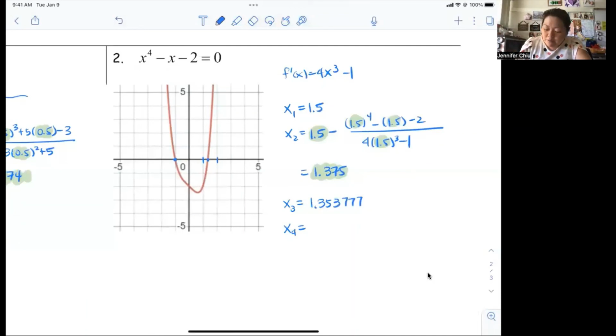So then x sub 4 is 1.353210. And you'll see then by x sub 5, you get 1.353210. And that is pretty good. Make sure you're checking every single step. Should this happen to show up on a quiz or a test, I will be asking you to show me all the different ones in between, the x sub 1, 2, 3, 4, 5, until you can prove your accuracy. That's it.